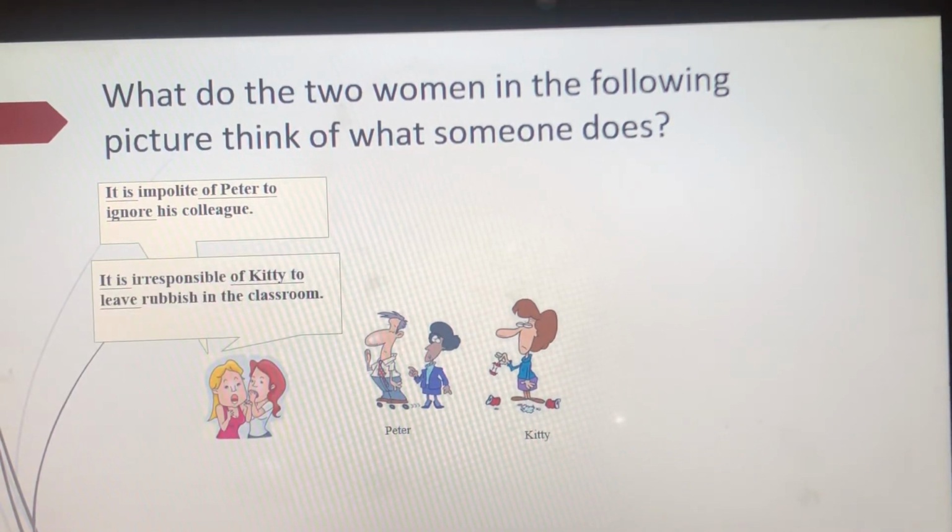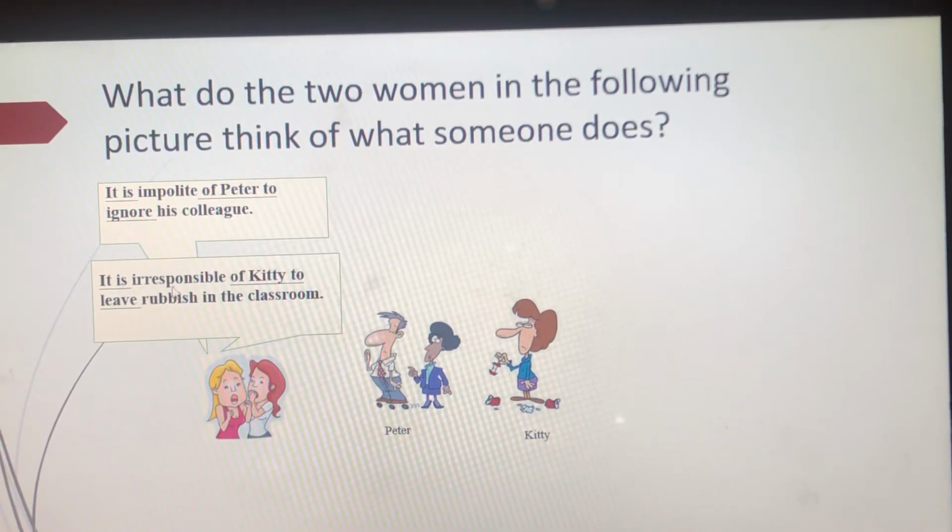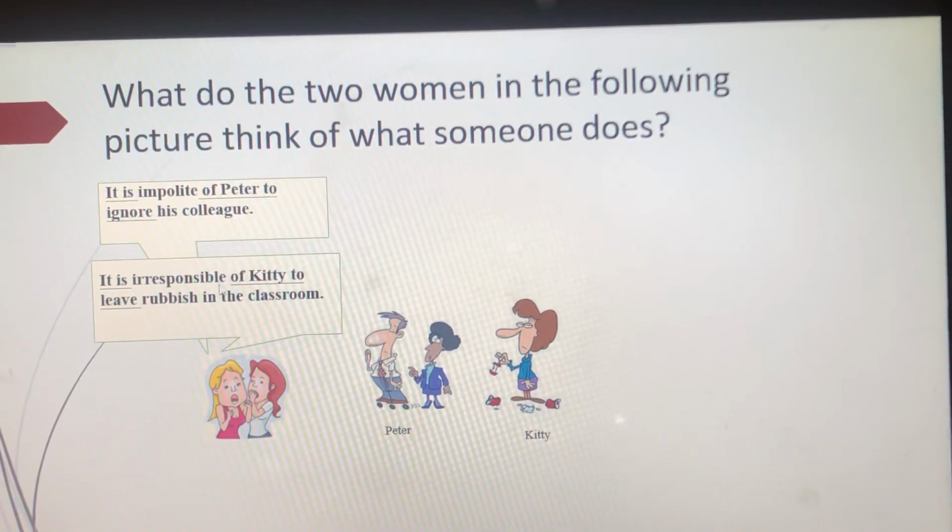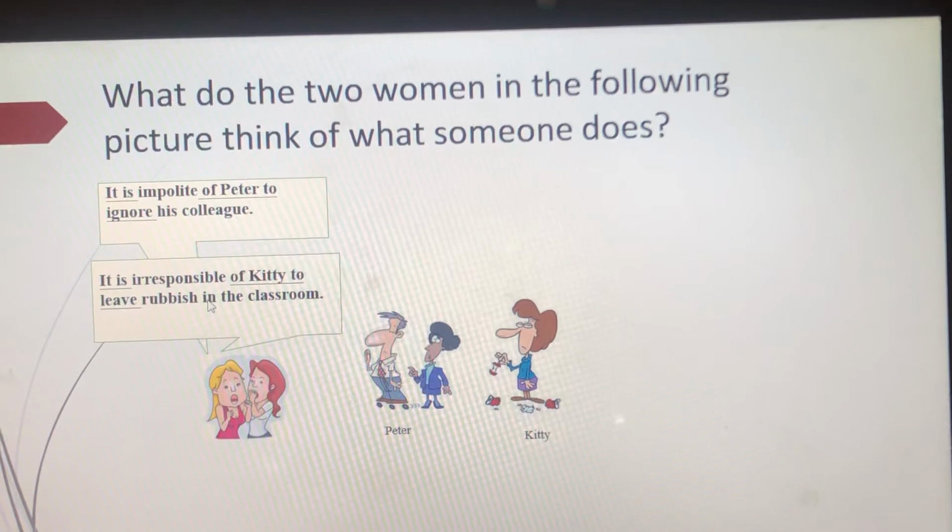Okay, so you see Kitty has thrown a lot of rubbish, a lot of litter on the ground. Okay, in the classroom, I mean, on the floor in the classroom. So you have to apply the pattern again. 不負責任, right? It is irresponsible. Remember, don't use for, but we have to use of. It is irresponsible of Kitty to leave rubbish in the classroom. Okay, to leave rubbish on the floor in the classroom.